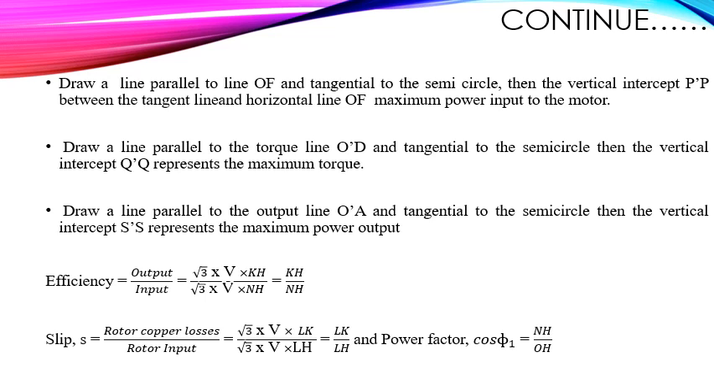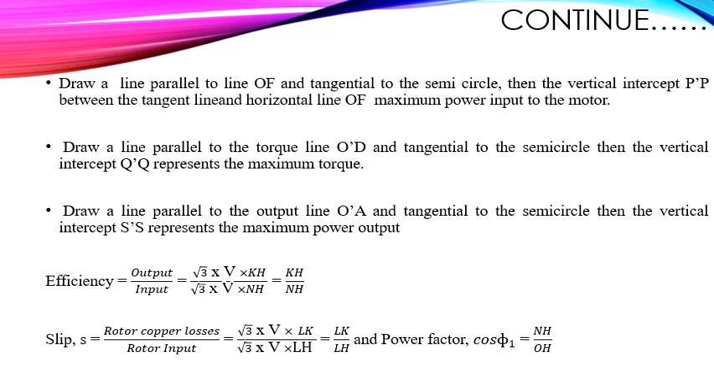Similarly, draw a line parallel to the torque line O dash D and tangential to the semicircle. Then the vertical intercept Q dash Q represents the maximum torque. Then similarly draw a line parallel to the output line O dash A and tangential to the semicircle. Then the vertical intercept S dash S represents the maximum power output.